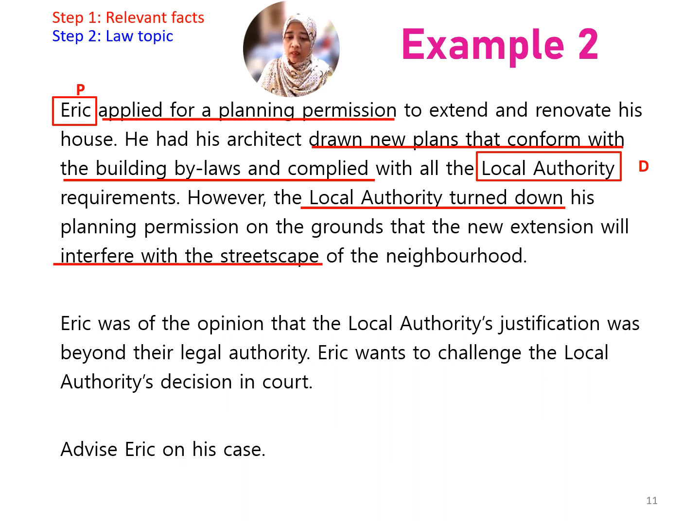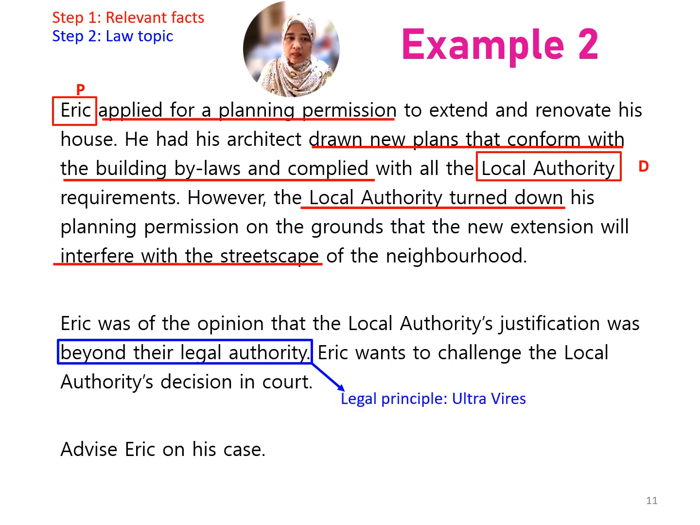Now we determine the law topic being asked. Okay, apa topik di sini? What's your answer just now? Okay, here is the legal principle. Yang general sahaja, legal principle. Because the hint is within the phrase beyond their legal authority. So itulah sebenarnya. This case is testing you on your knowledge of the legal principle ultra vires. Okay, beyond their legal authority.